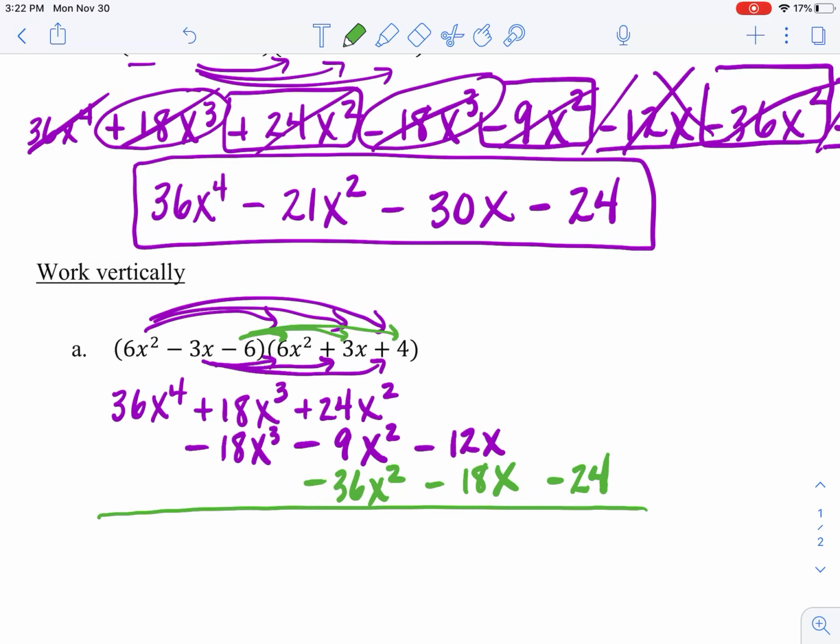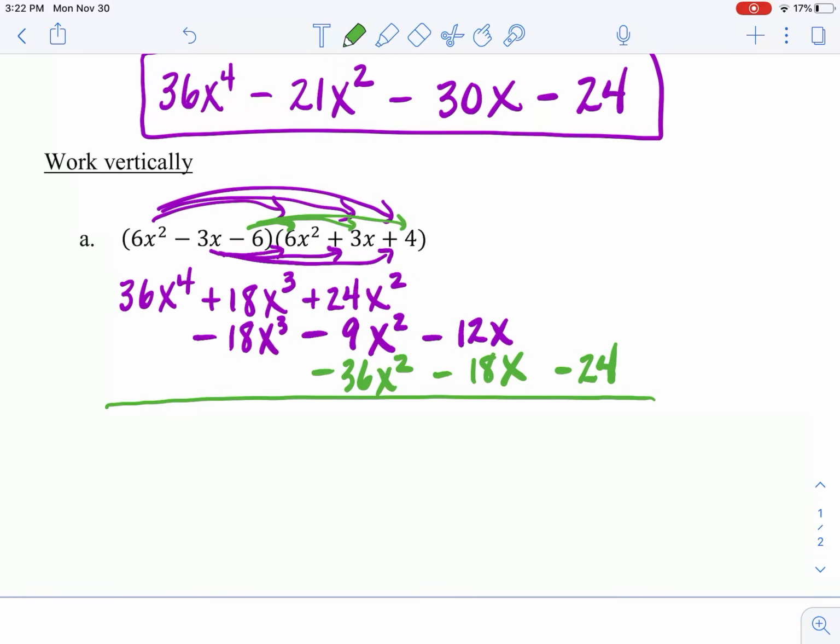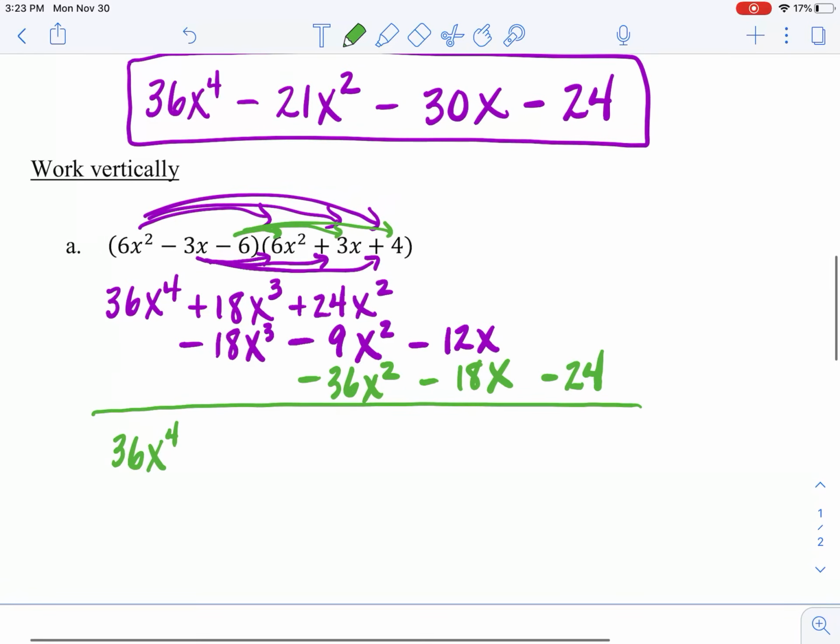Notice how we still have 9 terms, but they're just stacked a little differently than when we were working horizontally. And when we do it like this, we add up the columns because the like terms are right under each other instead of across from each other. So as I move down, I see 36x to the 4th, nothing above or below it, so there's no like terms. The positive 18 and the negative 18 add to 0, so there is no x to the 3rd term, so we're not going to write anything. Then we have our positive 24 minus 9, which gives us a positive 15, and our negative 36. A positive 15 and a negative 36 gives me a negative 21x squared.